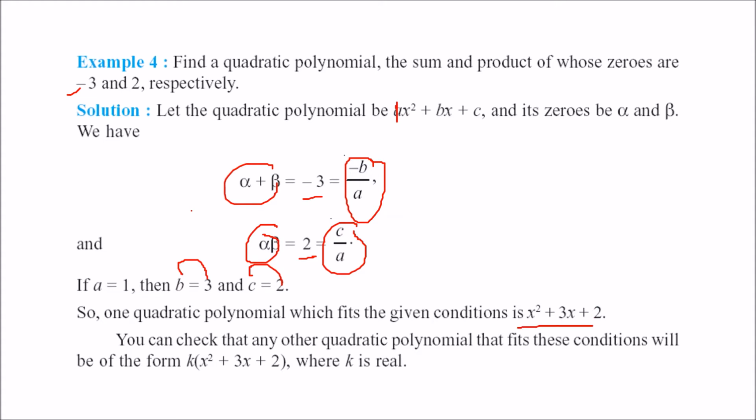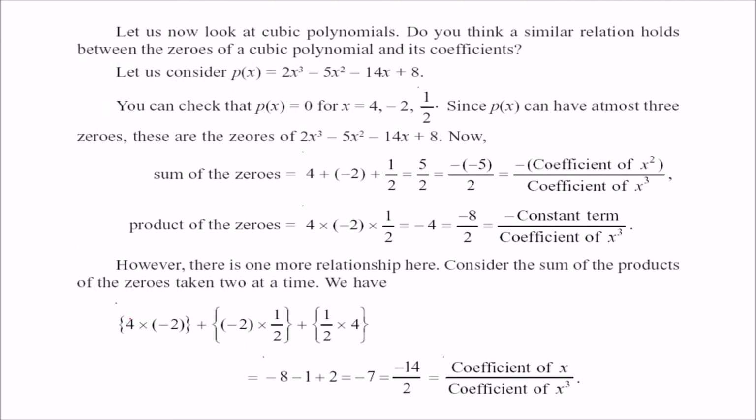Now you will ask me why you have taken a as 1, or k equal to 1. This is one solution. If I multiply it by 2, this will become 2x square plus 6x plus 4. This is another solution. So there can be multiple solutions, or multiple forms in which this polynomial can be represented.